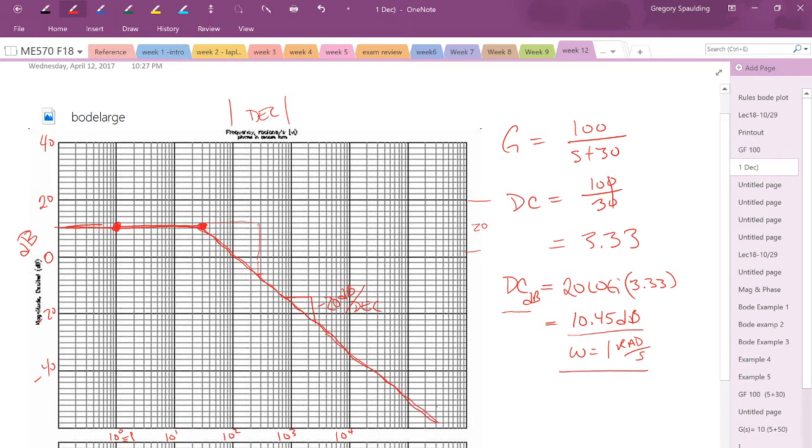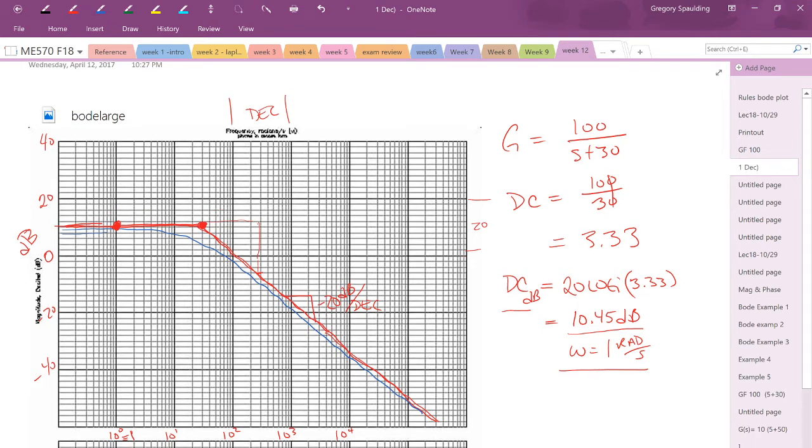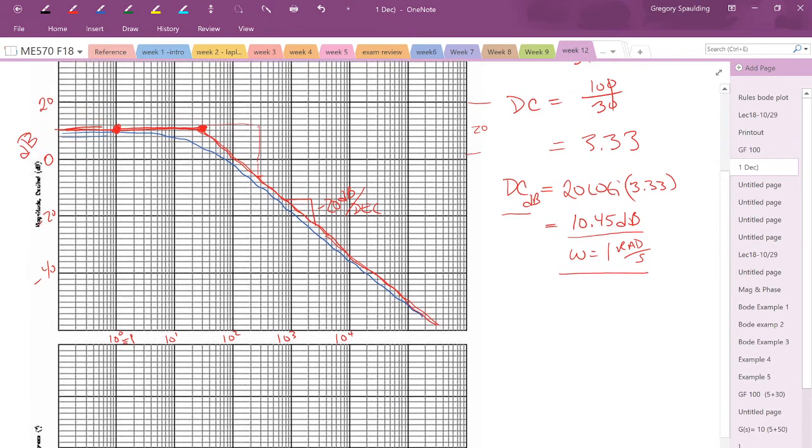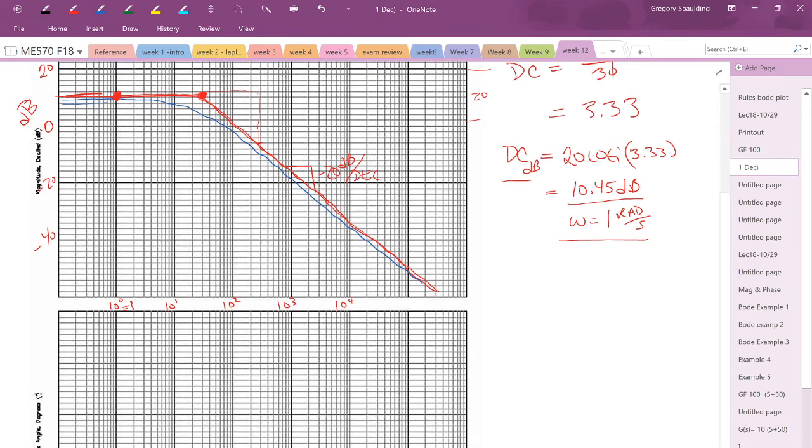Now, in reality, it won't break quite as sharp as this. What we'll see is that it'll come off here and it'll actually go down like this a bit. But this gives us a pretty good idea of what's happening here. Okay, so that's the magnitude plot. Now, let's think about what the phase plot's going to look like.